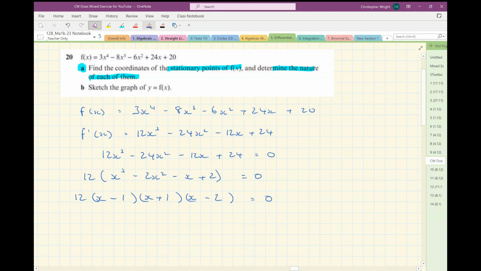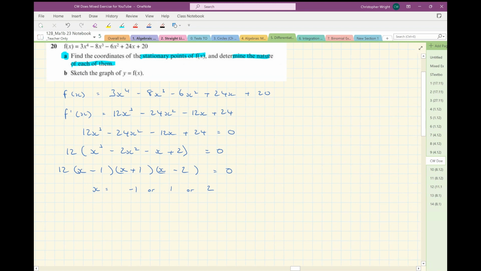Right, so I factorise there. My solutions are x equals minus 1 in the second bracket, or x equals 1, or x equals 2. So those are my x coordinates of the 3 stationary points. Now I need to find the coordinates of the stationary points, so each one of those x coordinates has a corresponding y coordinate, which I'm going to find by substituting my x coordinates into the function here. So a bit of calculator work tells me that when x is minus 1, y is 1. When x is 1, y is 33. And when x is 2, y is 28. So my 3 points are (minus 1, 1), (1, 33), and (2, 28).